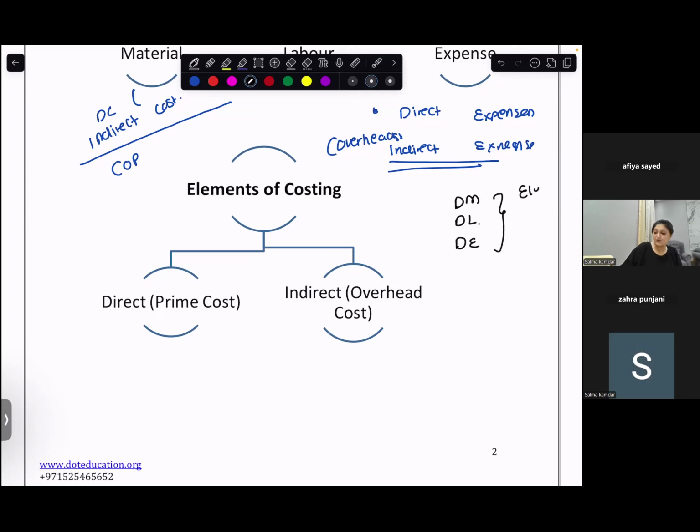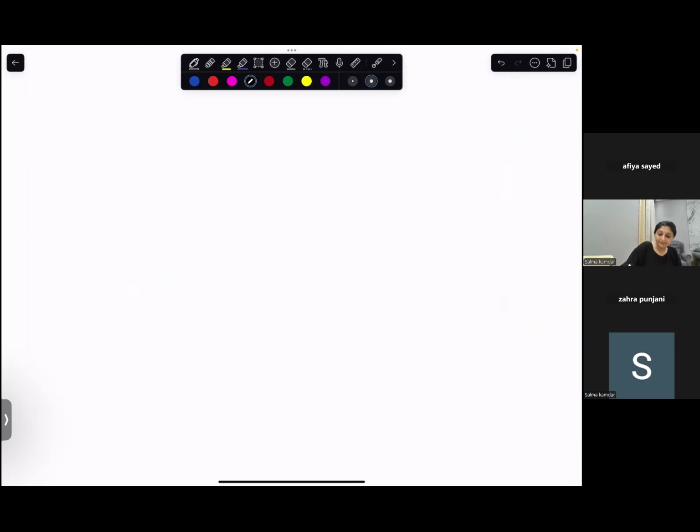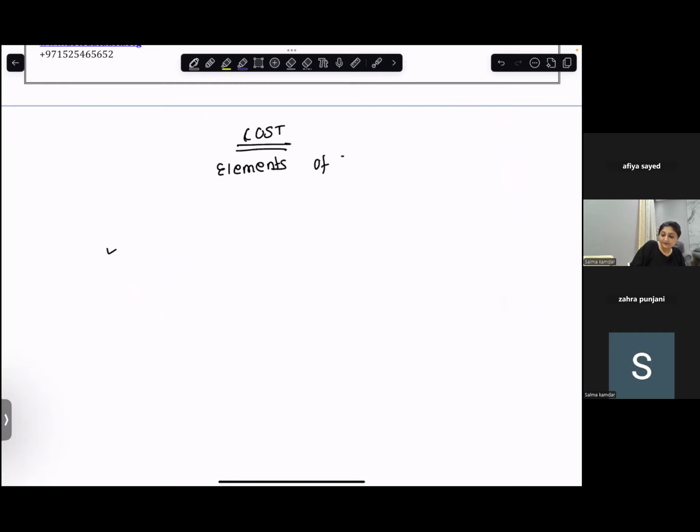So I have direct material, direct labor, direct expenses. These are all elements of cost. Okay. So the costs, guys, are divided into two parts. I will add a page. I expect you to do this along with me. So when I talk about costs, it is elements of cost, and it is divided into two parts.